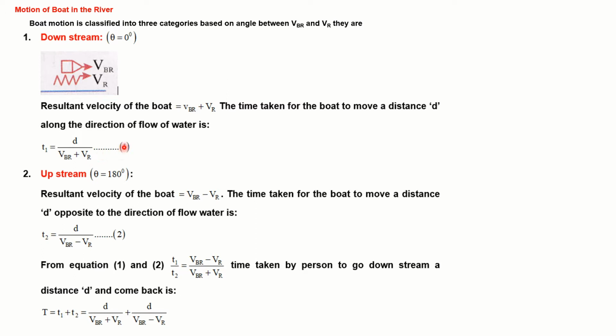And students, by comparing equations 1 and 2, sometimes we may take the case where the person goes a certain distance d downstream and the same distance upstream. Then what is the total time taken? Let him go from a particular point 10 kilometers and come back 10 kilometers, then what is the total time taken? Students, from equations 1 and 2, if we divide equation 1 and equation 2, you can see t1 by t2 is equal to (V_BR minus V_R) by (V_BR plus V_R).